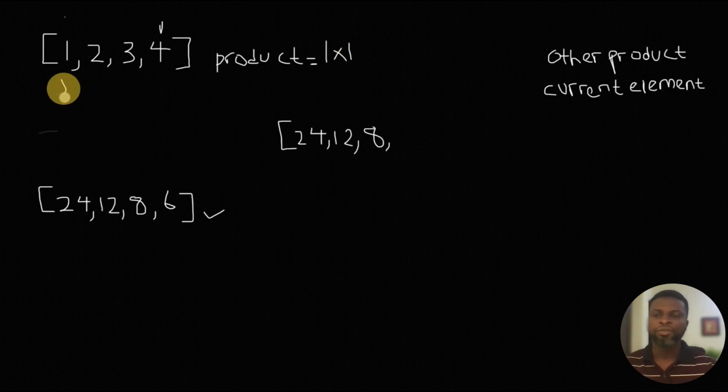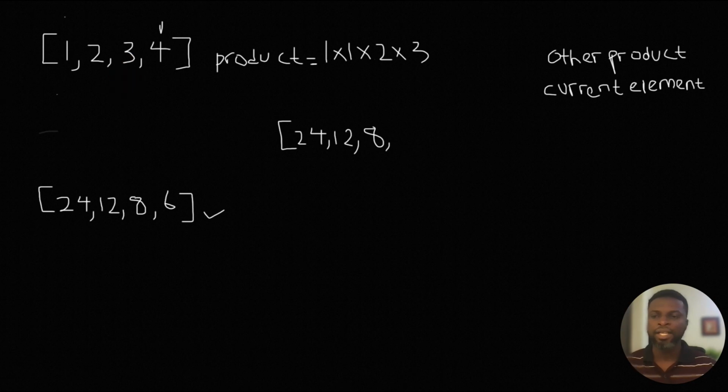Then I'll move j to the next element in the array, which is 2. I'll include this in the product. I'll move j to the next element in the array, 3. Then I'll include 3 in the product. Now I'll move j to the next element in the array, which is 4.